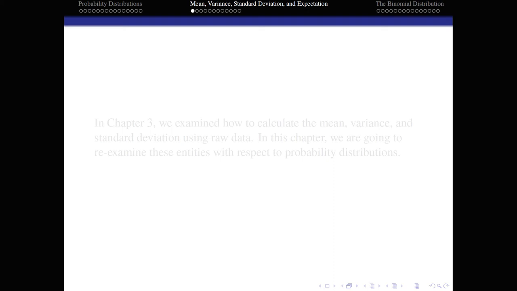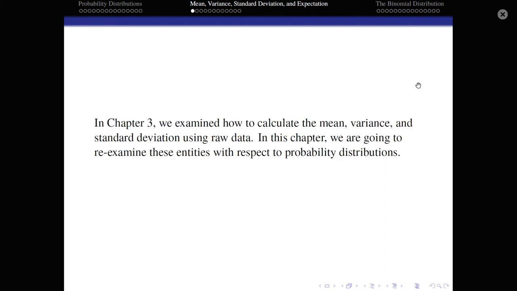In this video, we'll be discussing the mean, variance, and standard deviation of the discrete probability distributions we discussed in the first video from Chapter 5. Recall that in Chapter 3, we examined how to calculate the mean, variance, and standard deviation using raw data. So that is using the 1s, 0s, the different numbers or whatever that we have from individuals.